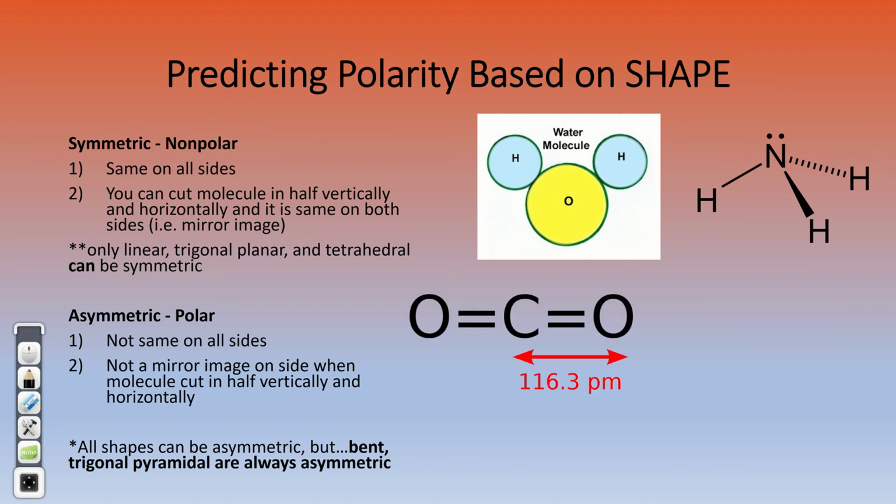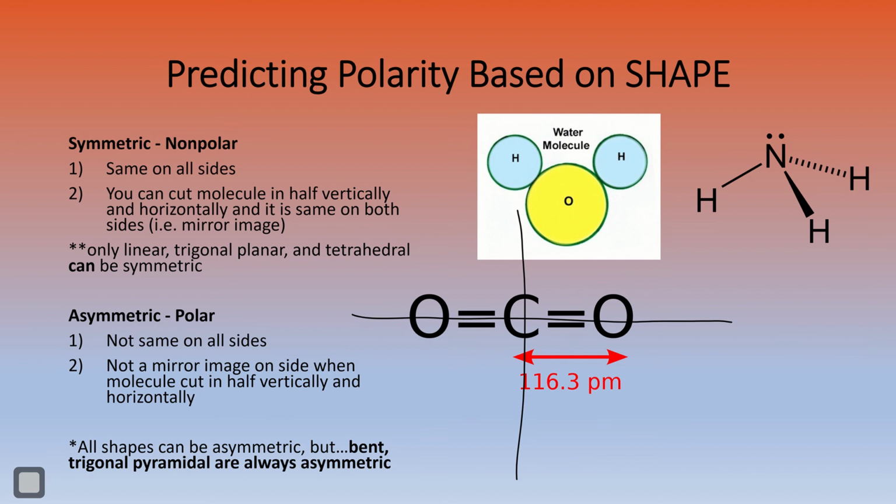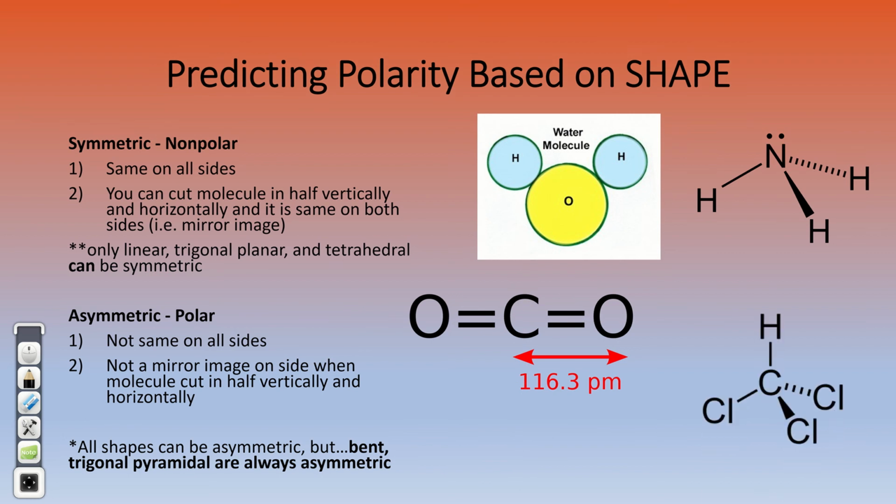Okay? Nonpolar would be like CO2. I do have two different atoms, two different nonmetals, but the idea here is if I cut it through the middle, it's symmetric on both sides. If I cut it through the middle horizontally, it's the same on both sides. And while these oxygens will pull the electrons more, they pull equally on both sides, so the electrons stay exactly where they are. So that would be nonpolar.